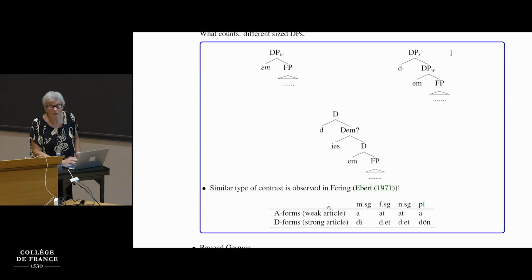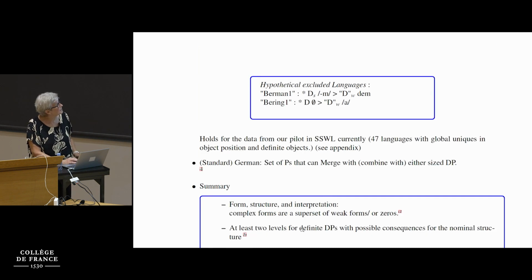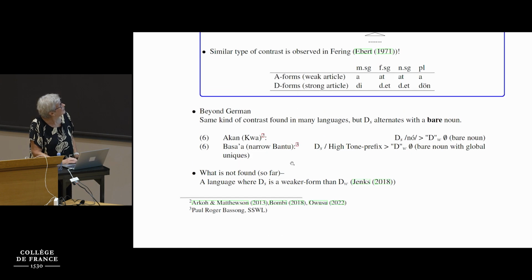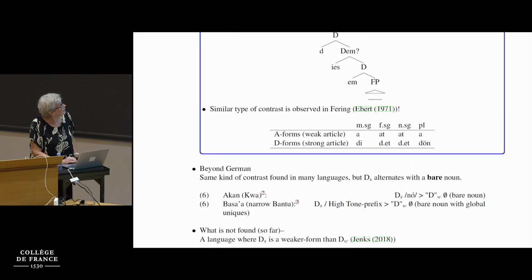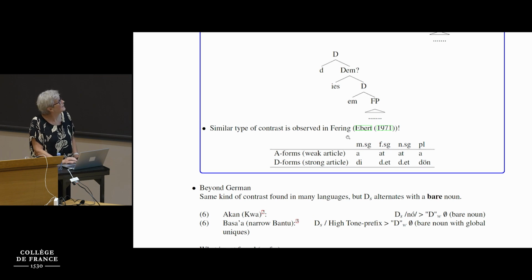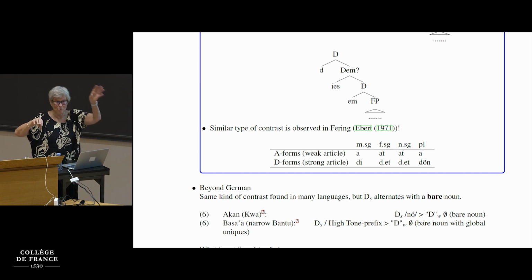If we look at other contrasts in Germanic languages, we find the same kinds of contrasts. So for example, a Frisian dialect of Germanic has a weak article, which are called the A forms. And as you can see, it's a. And it has D forms, that are the strong articles, that seem to be related to these weak forms systematically. Okay? So basically, you have a weak form and you build another form that gives you the strong form.